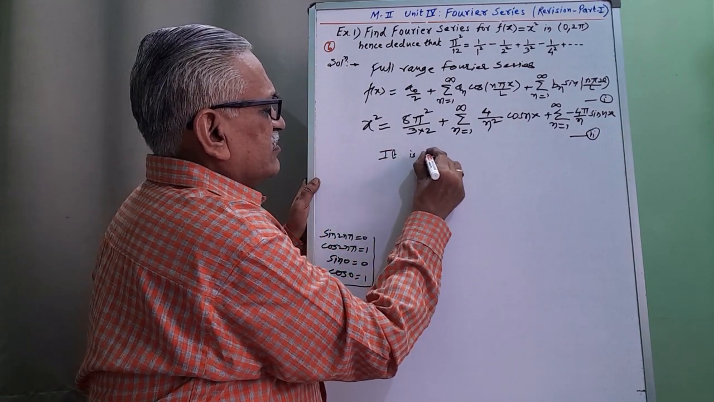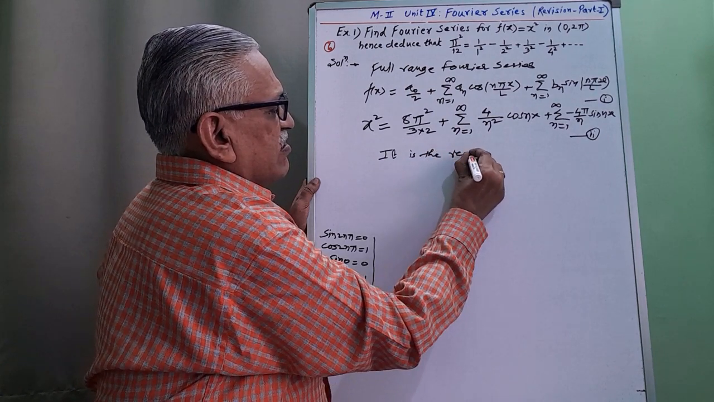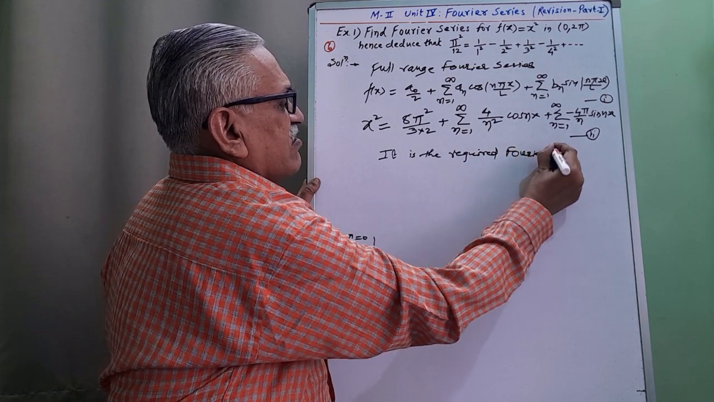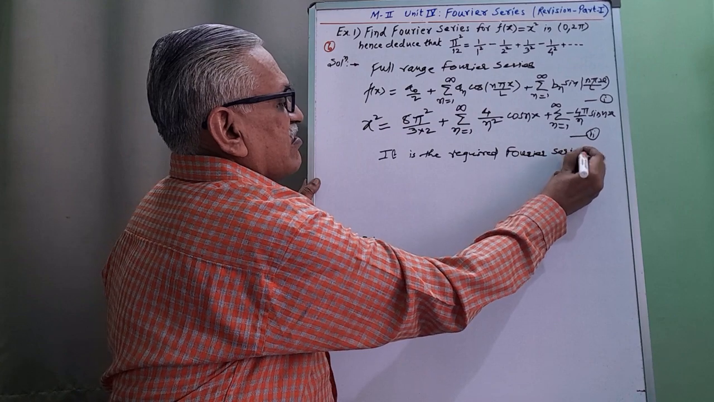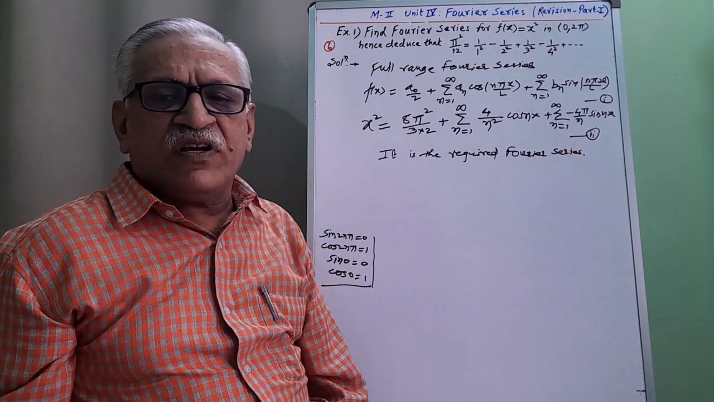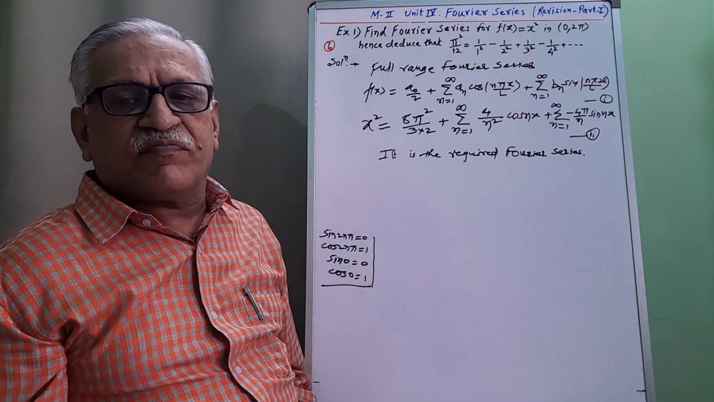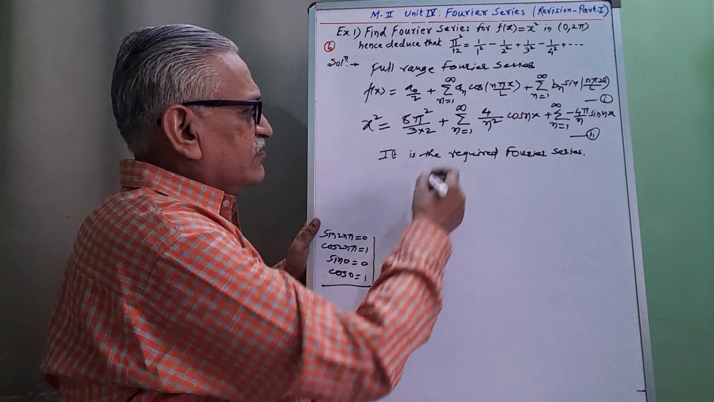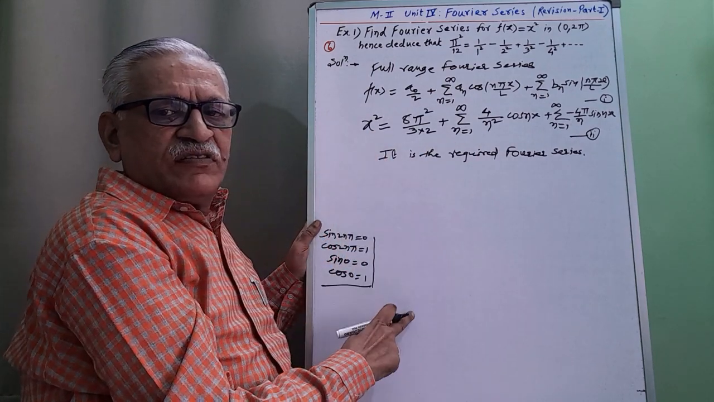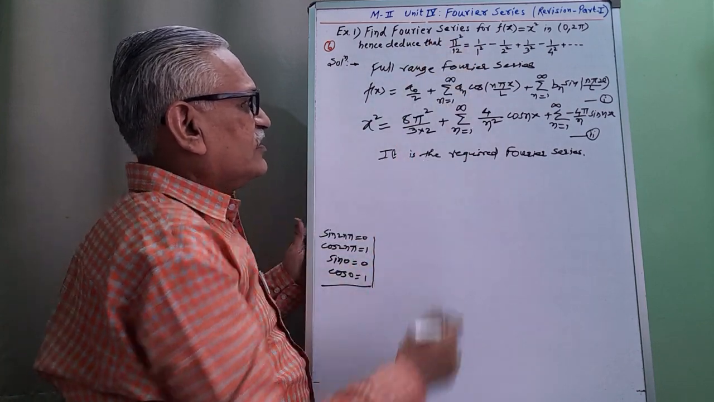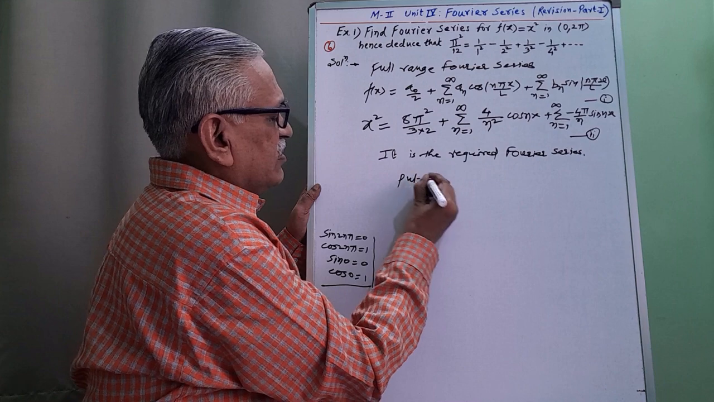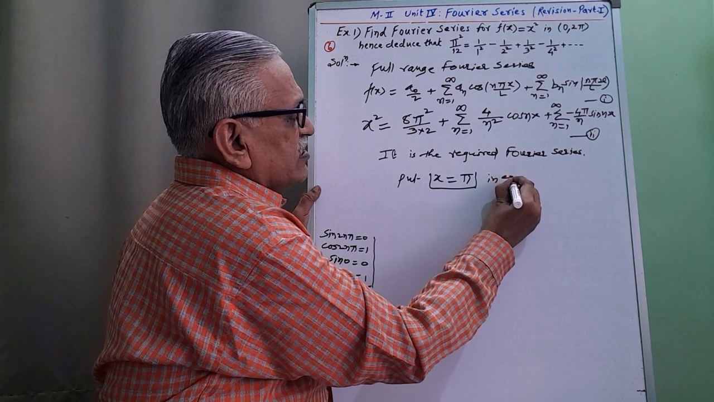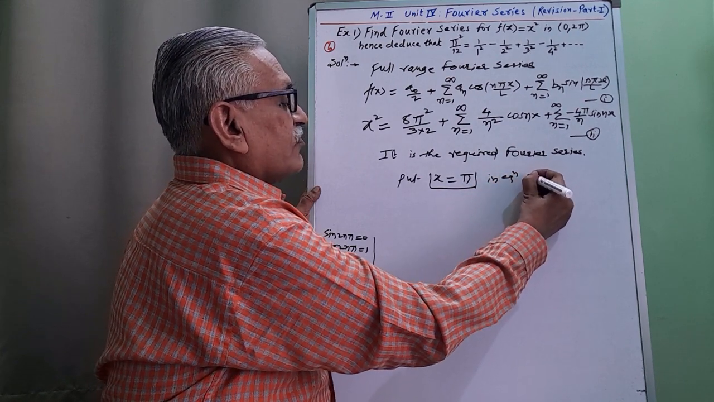It is the required Fourier series for f of x equal to x square. For this step you will get 1 mark. But as here we have to deduce some result, the last 1 mark is for that last answer. Therefore put x is equal to pi in equation 2.